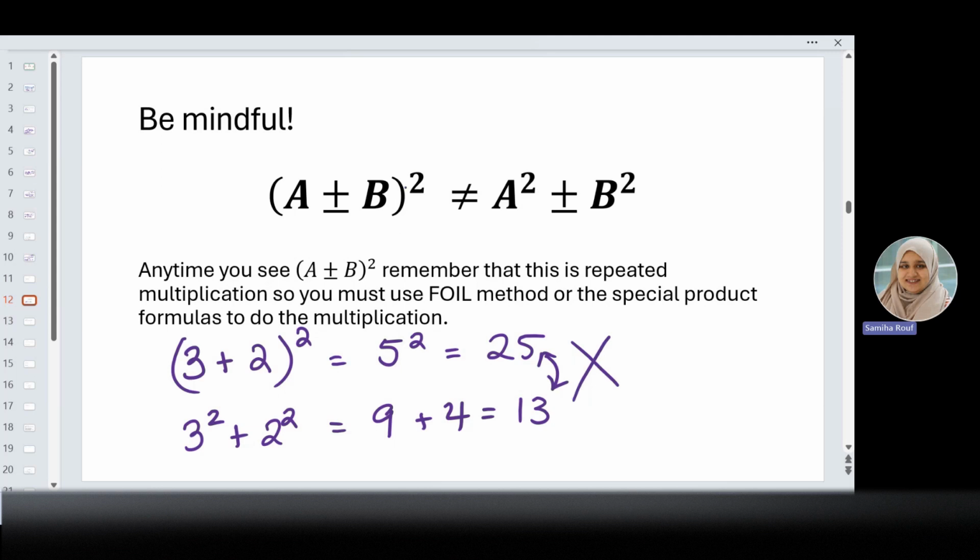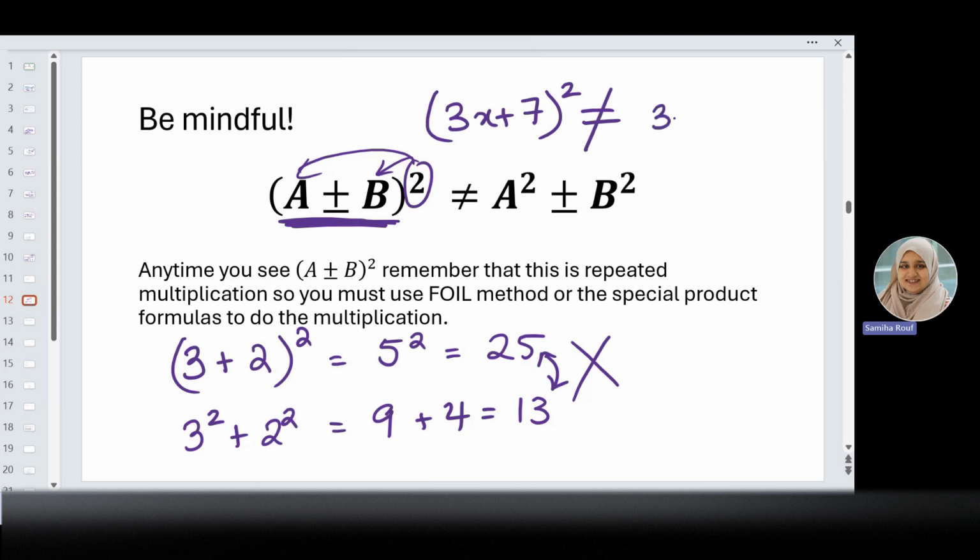Outer square does not mean you can distribute like this when you have terms being added or subtracted. So if we had 3x plus 7, as we did in the earlier problem, this is not equal to 3x squared plus 7 squared. These will not be the same.